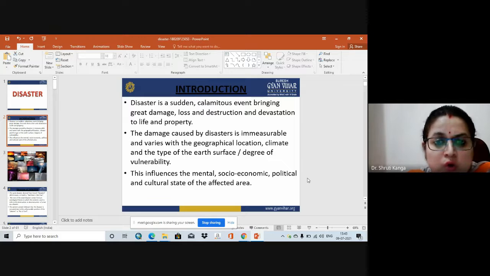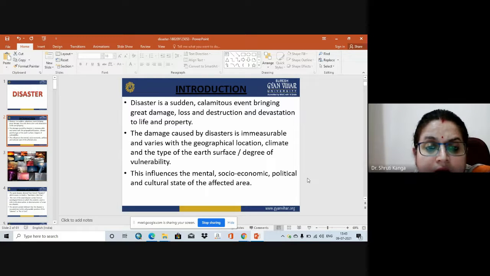Clear? So all these parameters play an important role in the different disasters that happen, and they also decide the various intensities of those disasters. If you talk about floodings: UP, Bihar, MP, and Bengal, Assam.